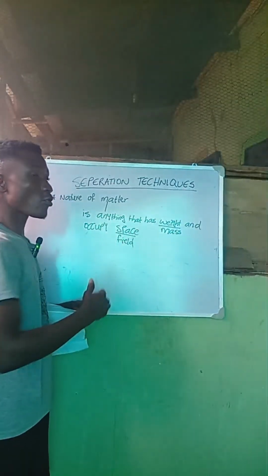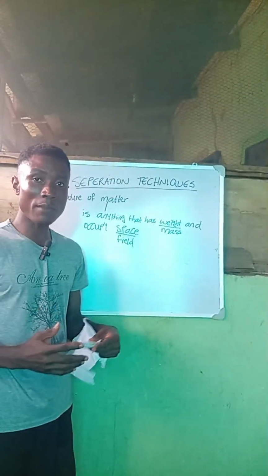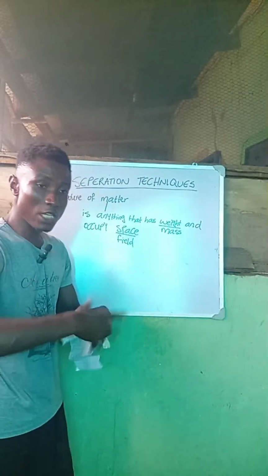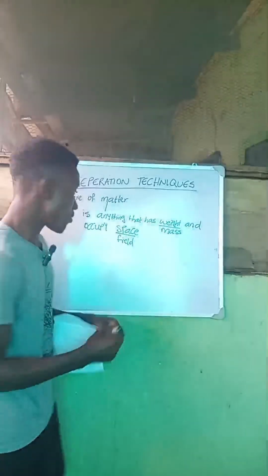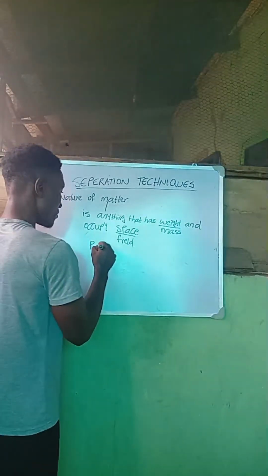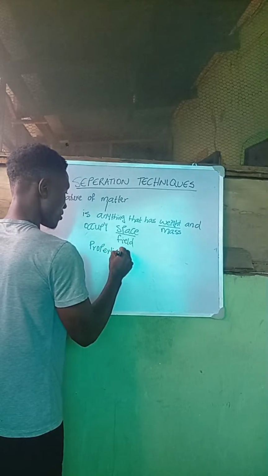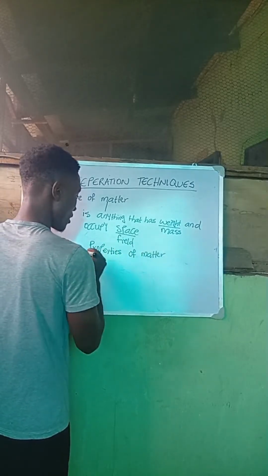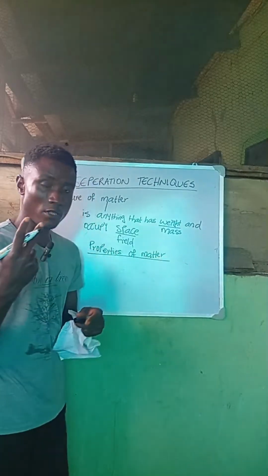Now from here we have to talk about the nature of matter. You have to talk about the properties of matter, that is the nature, what it contains, right? So when we talk about the properties of matter, basically we have two properties of matter.